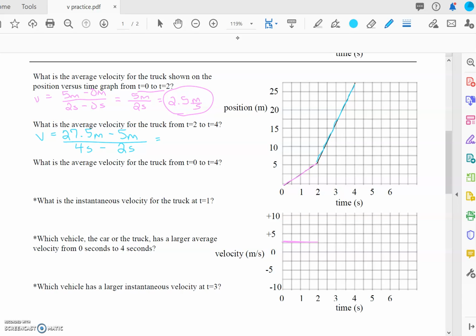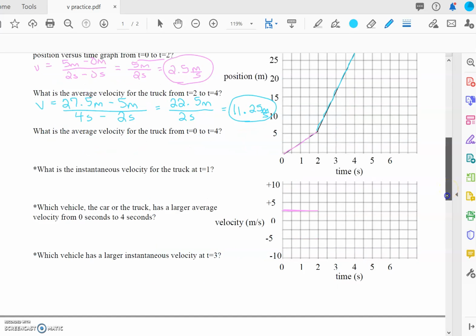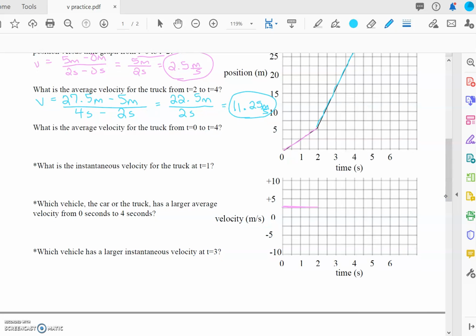So go ahead and grab your calculator. You can subtract this, and you'll always have access to a calculator. You get the truck travels 22.5 meters in 2 seconds. And you can go ahead and divide that out if you want to. I got an average velocity of 11.25 meters per second. Now I'm going to want to take that slope, 11.25, and I'm going to come down here to my velocity time graph. And from 2 to 4 seconds, I'm going to need to graph a value of 11.25.